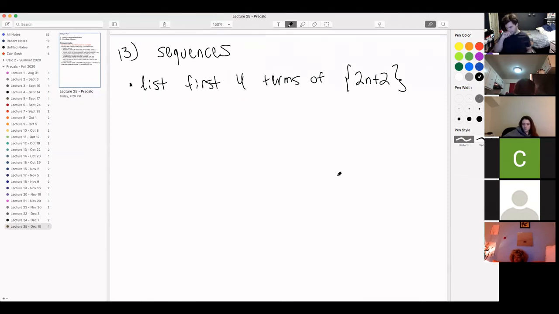Okay. This is not really that bad. So the first term is given by plugging in n equals 1 into 2n plus 2. So you do 2 times 1 plus 2, which is 4. That's how you get the first term. You plug in 1 for n. Good.